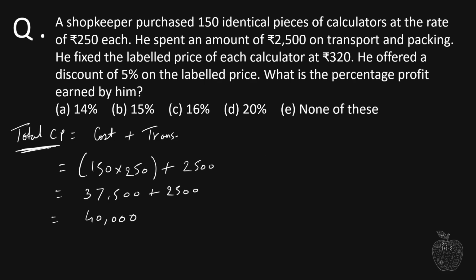Now what does it say? He fixed the label price of each calculator at 320. That means the marked price is 320, right? He offered a discount of 5%. That means he's selling it at 95% of the marked price, which is 320. Upon calculation we get this as 304.